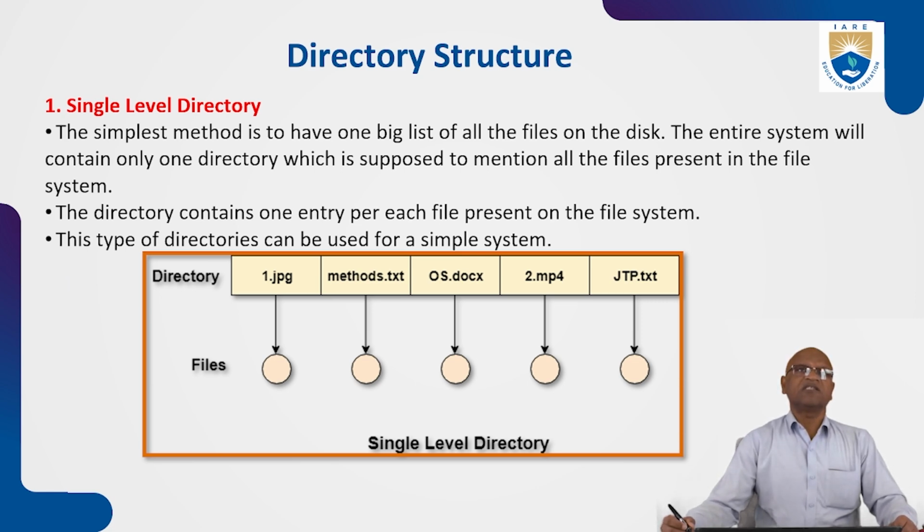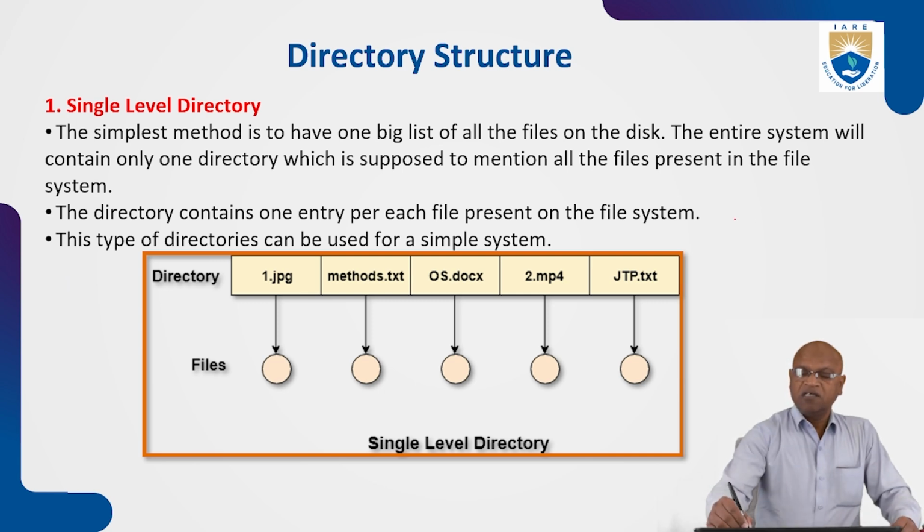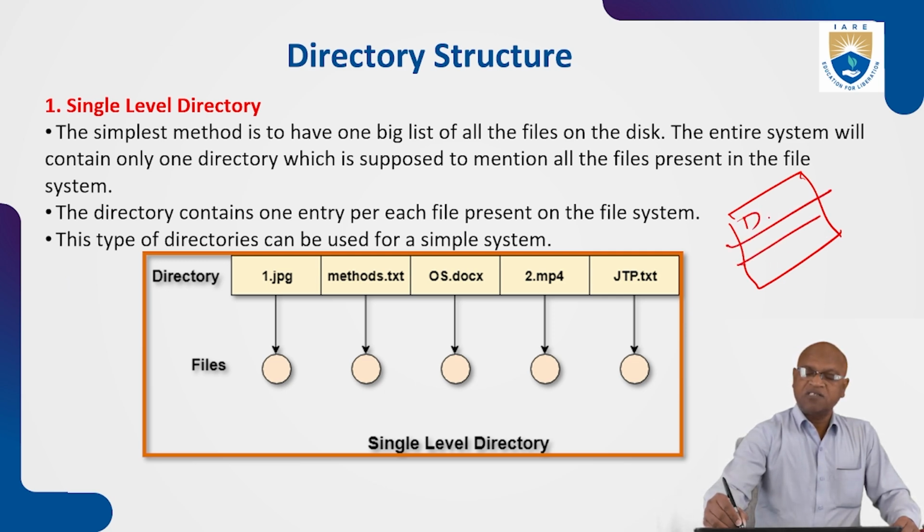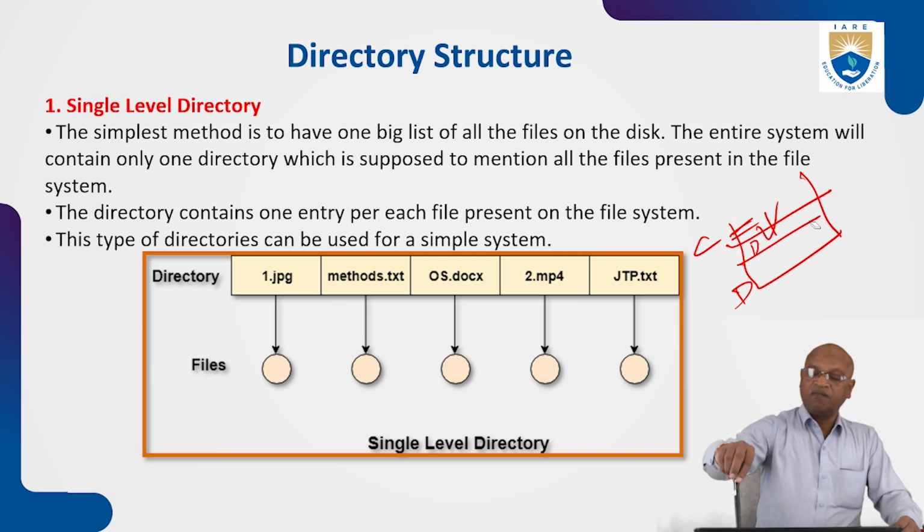The simplest method is to have one big list of all files on a disk. As you have seen, this is our hard disk. In this hard disk, some place is created for each drive, as we saw in the previous session. Whatever files are available in the C drive and D drive, the OS will create the directory for these files next to or on top of them. That is how these files are arranged in the directory. That is a single level structure.